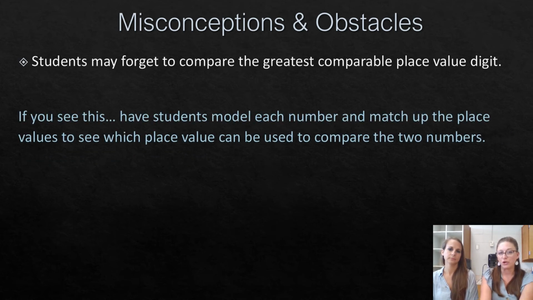Just like we saw earlier, students may also forget to compare the greatest comparable place value digit, and they may start in the ones place instead. If you see this, have students model each number and then match up the place values to see which place value can be used to compare the two numbers. I know a question that I always ask my students when comparing numbers is which place value helped you decide which one was greater and which one was less?